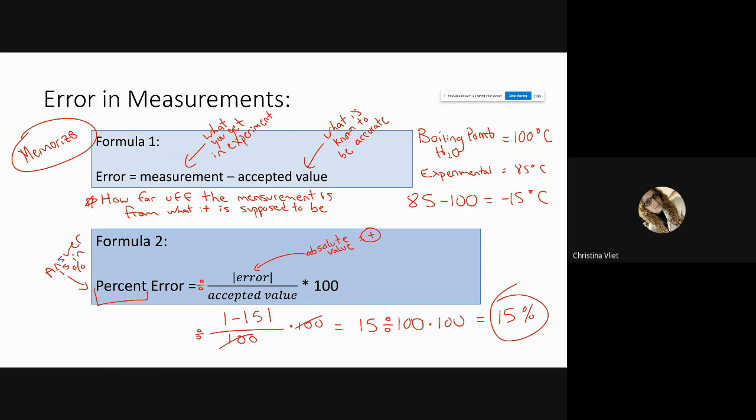Most science, like advanced sciences, you would want a percent error as low as possible. You would want it under 10% typically. That's what's considered to be pretty good. And less than 5%, excellent percent error. Just to give you an idea. Over 50% error, rough. It's starting to get rough.